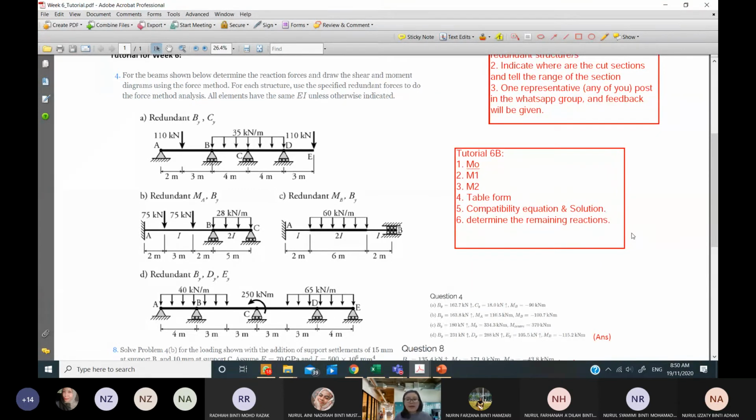Okay, are you clear, class? First, I'm going to get the solution from you regarding M naught. Don't snap me so many things, just M naught. Then I will ask for M1, then M2. Then I will see your table form to check your range. And then I will see whether your compatibility equation is correct or not. Then I will see how you determine the remaining reactions. Clear?